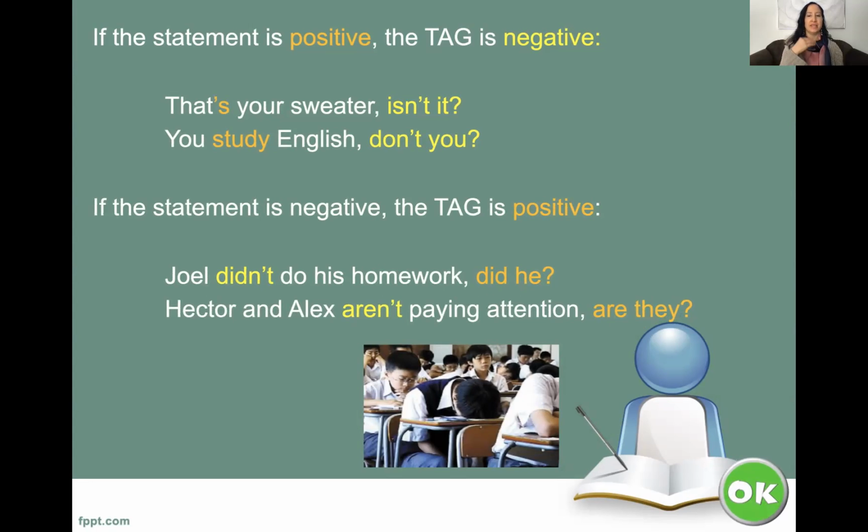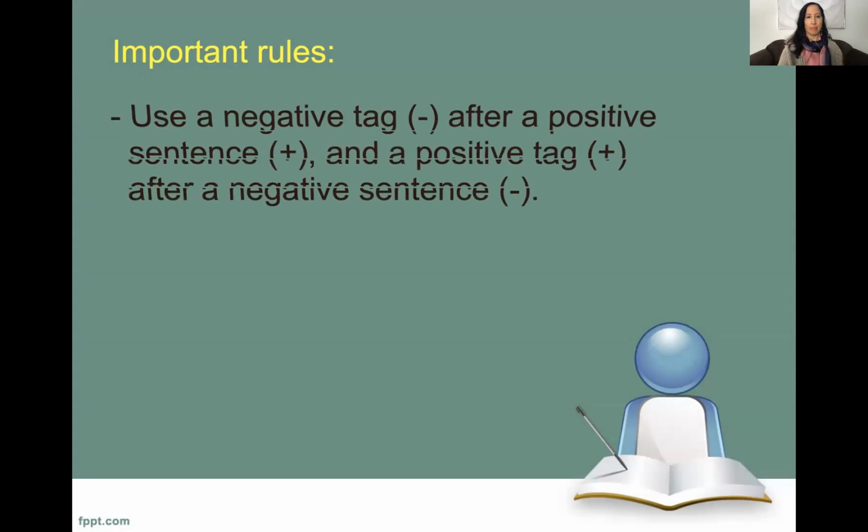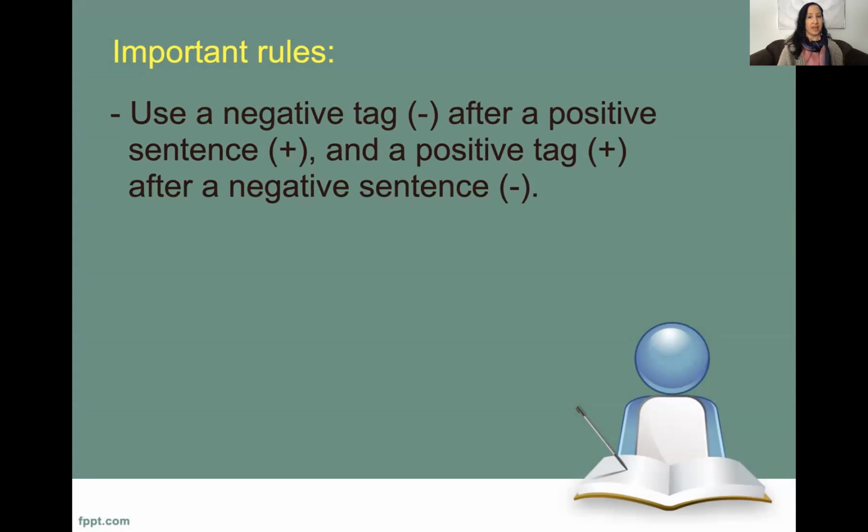You see how my intonation or my volume goes up with the positive question tag, and my intonation goes down with a negative question tag. Do you do that as well? Some important rules: use a negative tag after a positive sentence and a positive tag after a negative sentence. Does that sound complicated? But it's not.